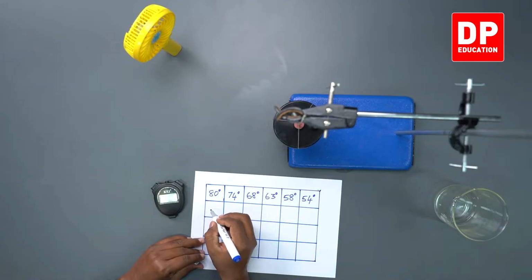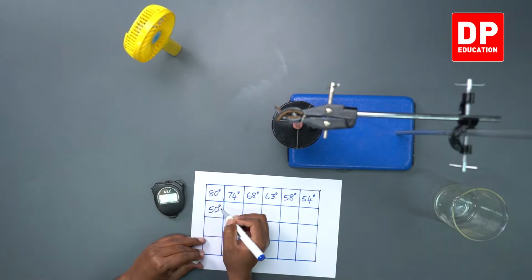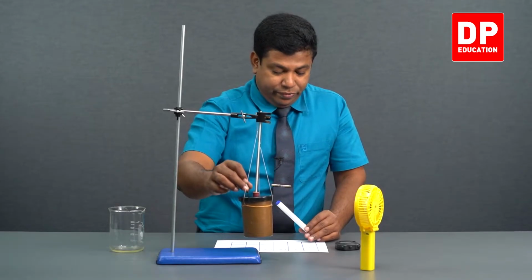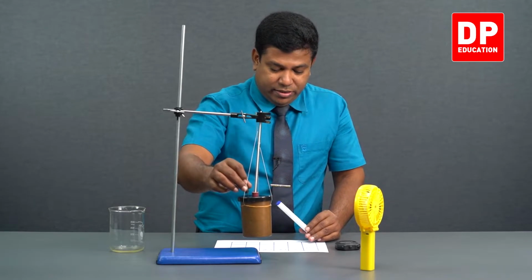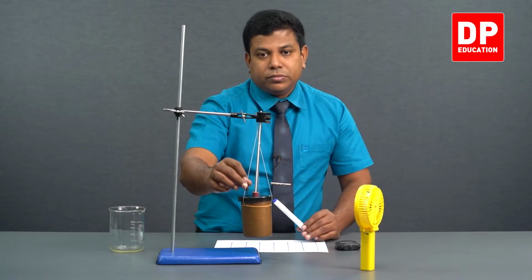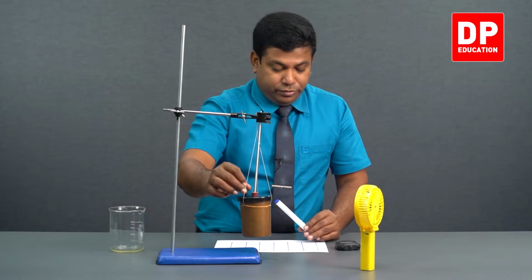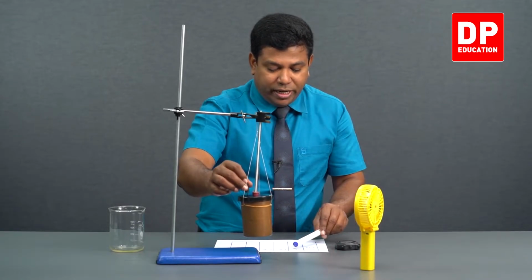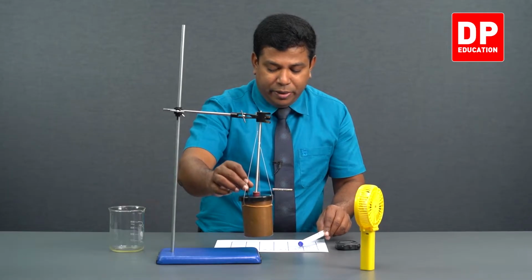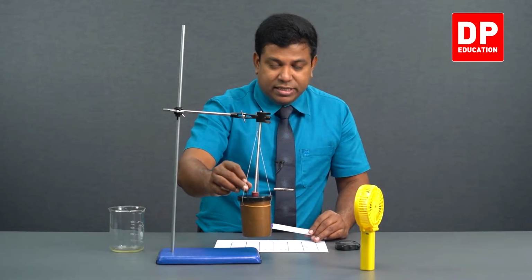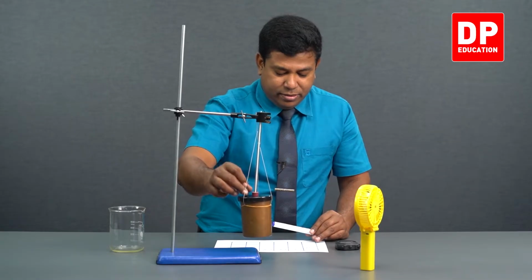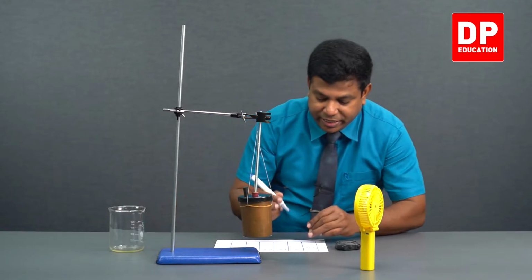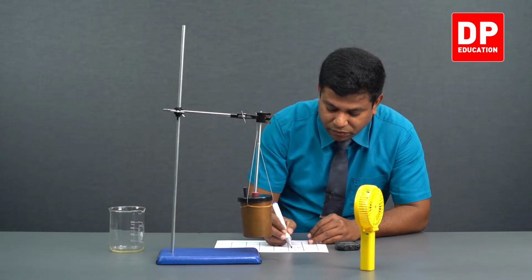50 degrees. We have to do it until it becomes 40 degrees. Until 40, let's do this. You can see initially it started dropping at 6 degrees for every time gap. Now it has dropped only 4 degrees. 47 degree.